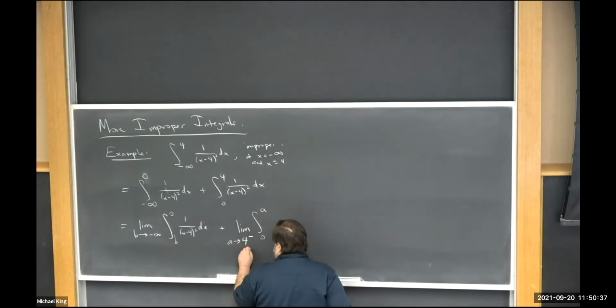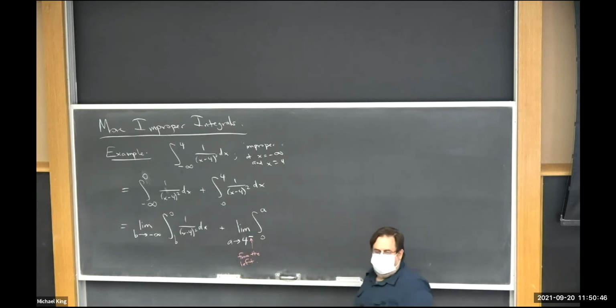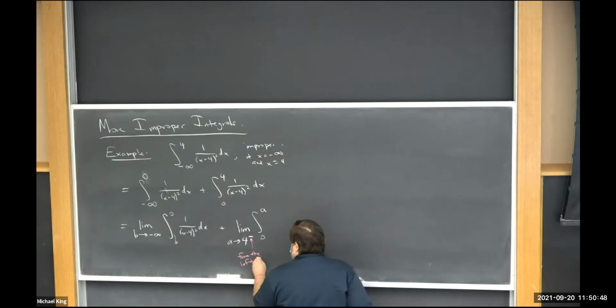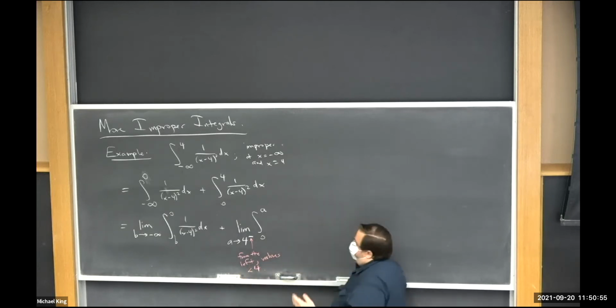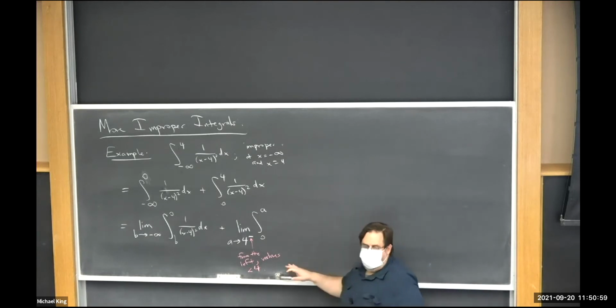This minus here means from the left, just from values less than 4. It would be a plus if it was values greater than 4. Because we're integrating from 0 to 4 and 4 is the bad point, then we would be coming from the left, right?